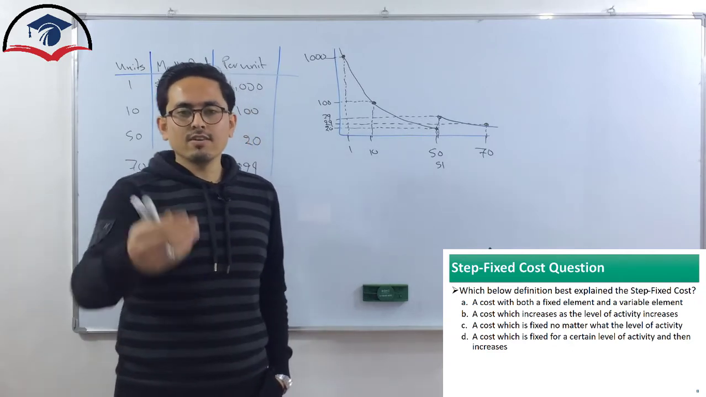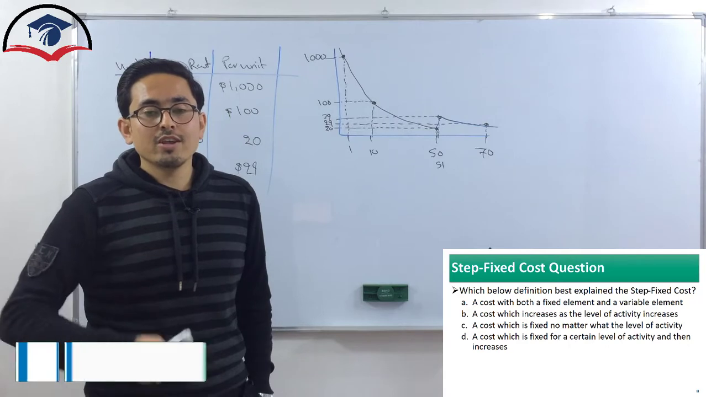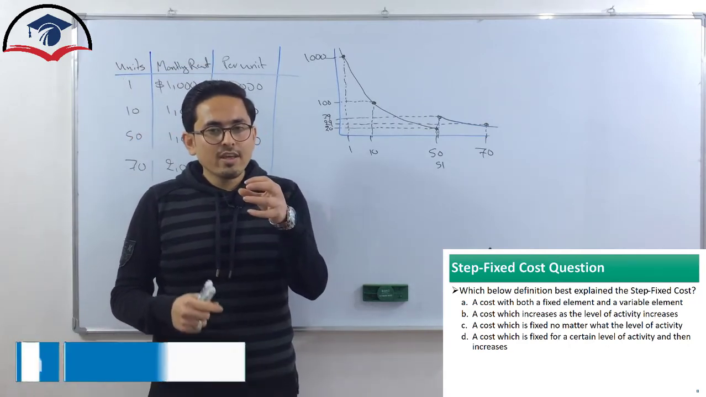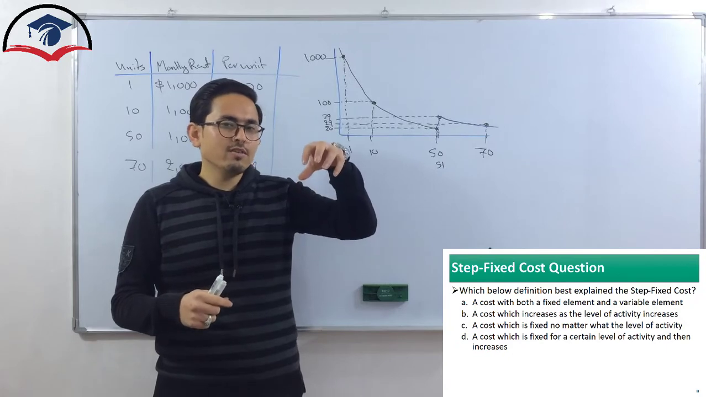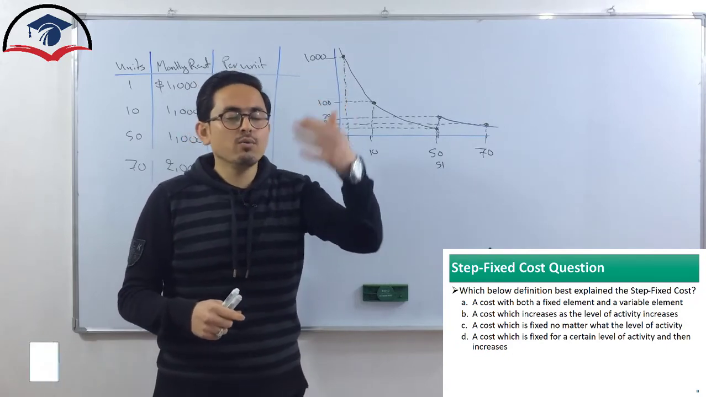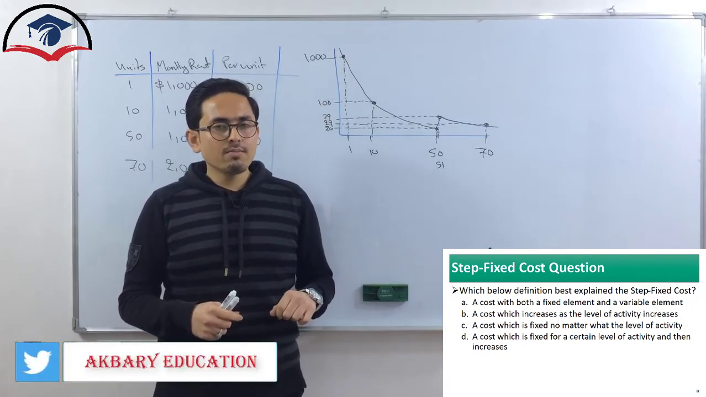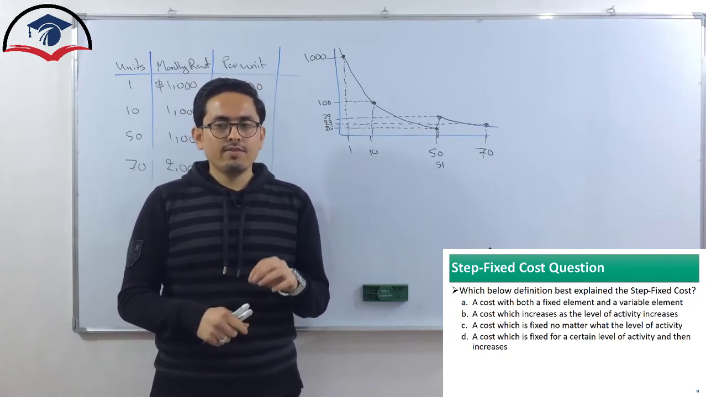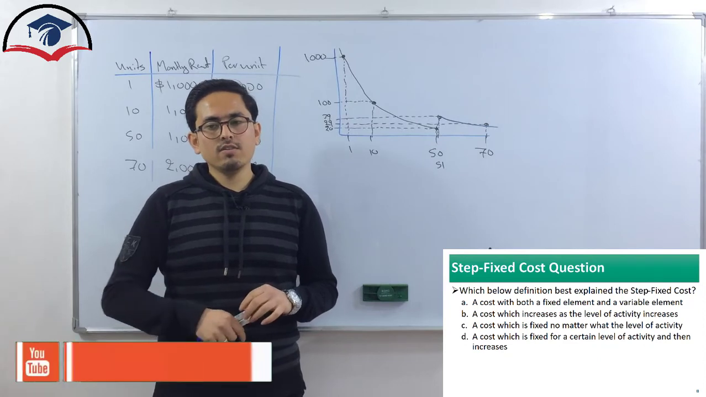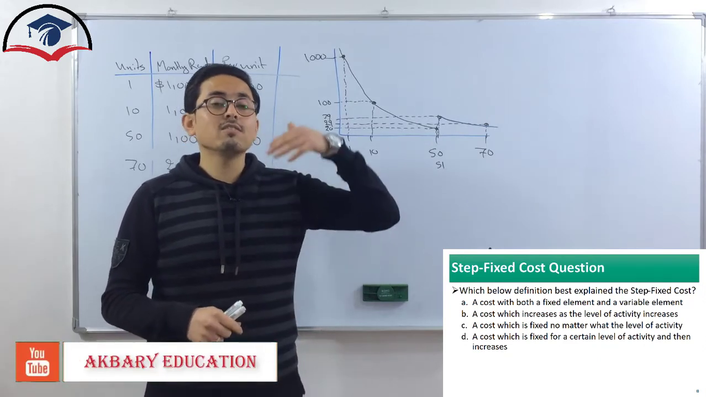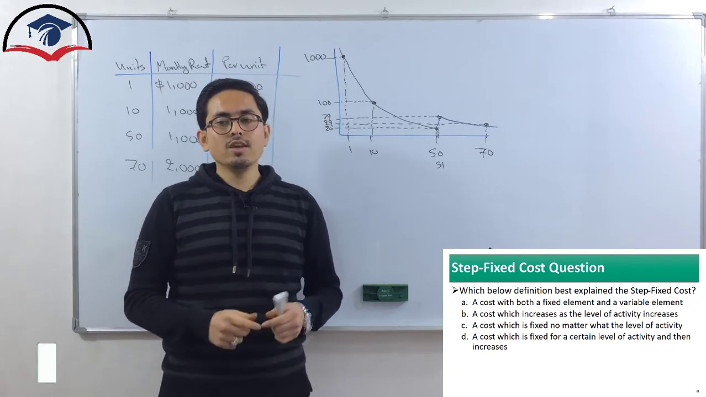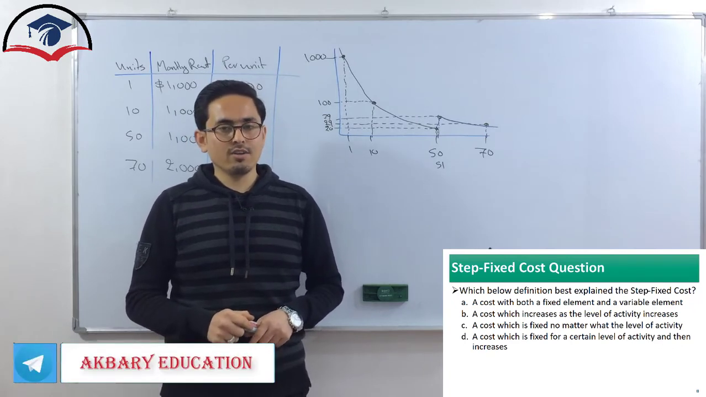But let's continue. The right option, as I said, step fixed cost, is a cost which is fixed up to a range of activity and then it will change to a newer one. So for that purpose, option D is the correct one. Fixed for a certain level of activity and then increases to another level. So it will increase. Option D is the correct one.